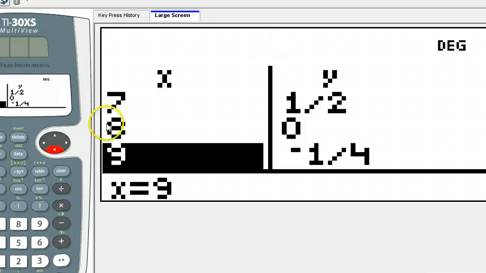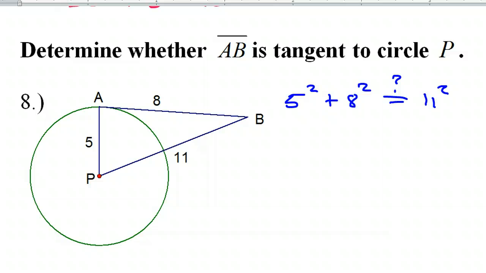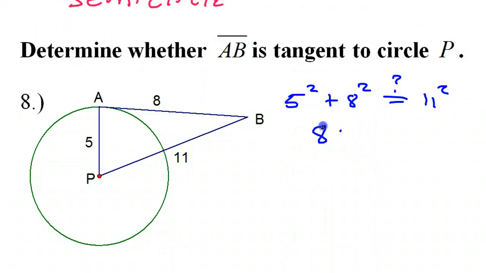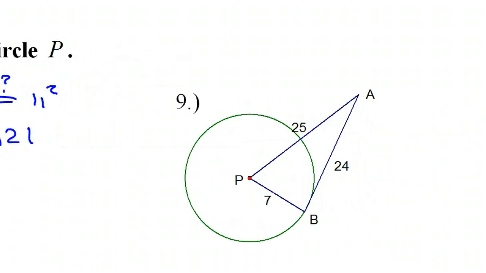I'm going to do it on my own calculator. I'm going to trust that you can type it in yourself. All right, 5 squared plus 8 squared. That gives you 89. And 11 squared is 121. So these are not equal. So that means this is not a right triangle and this is not a tangent. So for number 8, the answer is no.